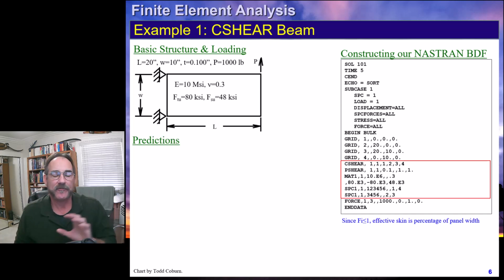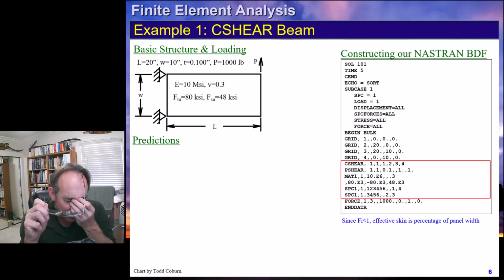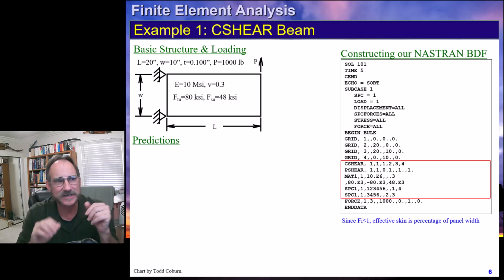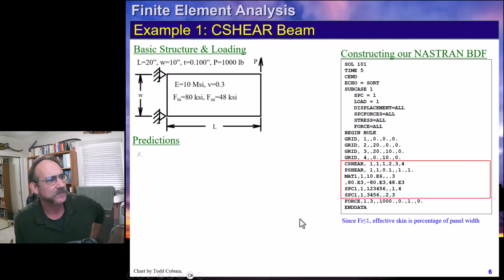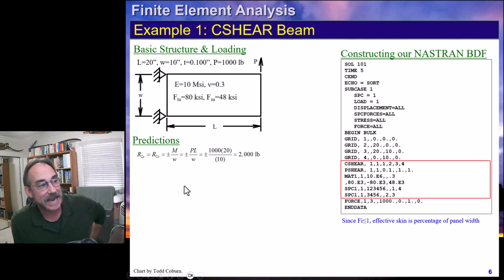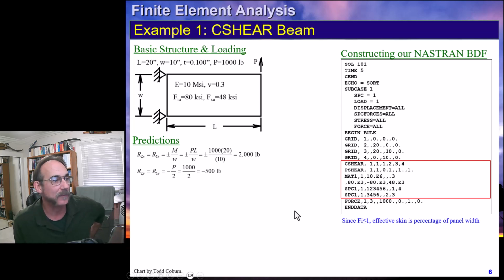All right. Now, before we run this model, we should actually predict what's going to happen. These are pretty simple calculations. We can see that our reactions will just be M over that height, which is defined as W here. So 2,000 pounds in and out of the page, pulling away down the bottom node and pushing toward on the upper node. Our vertical force is just that force, and half of it could be expected to go out each constraint. So 500 pounds acting in the downward direction.